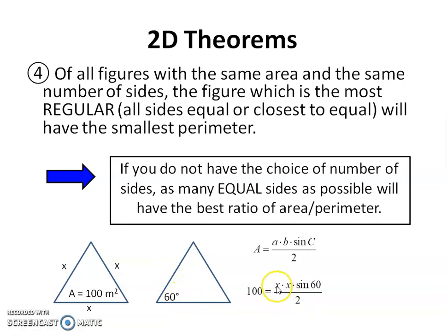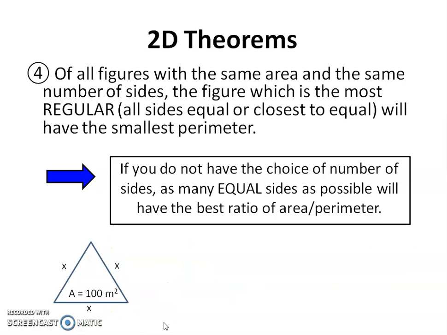My A and B I don't know. They're both x. I know that they're equal. The angle in there is 60 degrees. I know that the area is 100. So this is something that's solvable because I can multiply both sides by 2. I can divide both sides by sine 60. And then, to solve for x, I have to take the square root. So I can find that the perimeter here is going to be 15.197 plus 15.197 plus 15.197. The perimeter of that example works out to be 45.59.